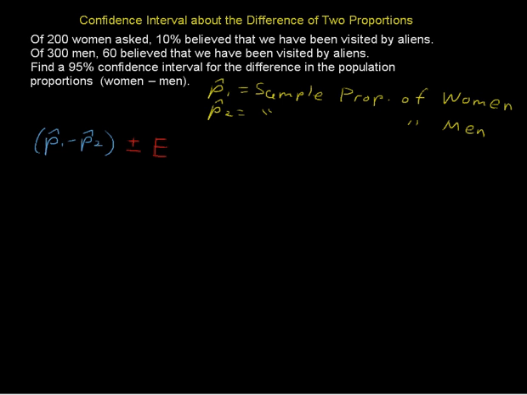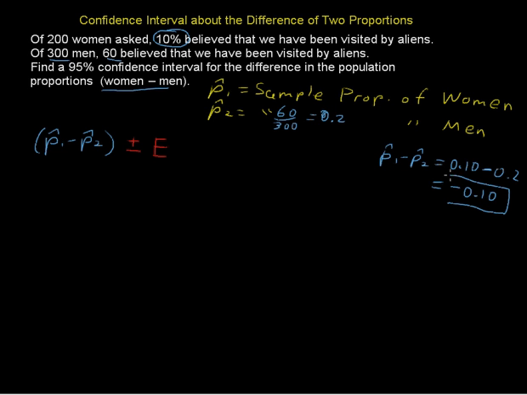To that, we will say plus or minus some margin of error, and we'll use a formula to find the margin of error. So first, that point estimate, p hat sub 1 minus p hat sub 2 equals 0.10. That's given to us, minus 60 over 300. So p hat sub 2 is 60 over 300, and that equals 0.2 or 20%. So this point estimate is negative 0.10 because we decided to go in this order, women minus men. All right, that's our point estimate. We will come back to using that.